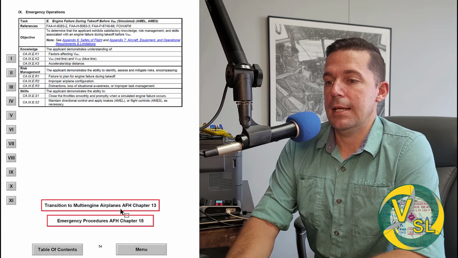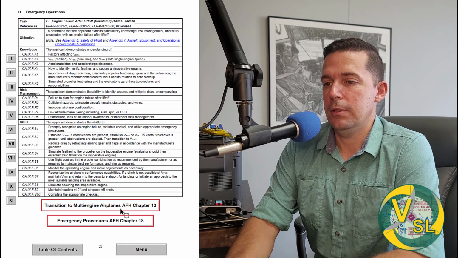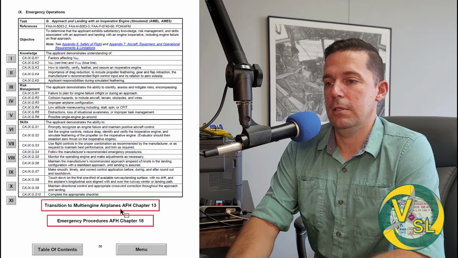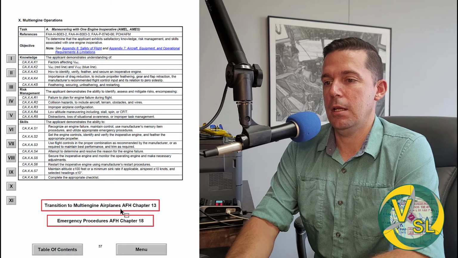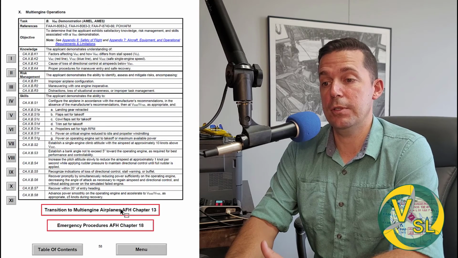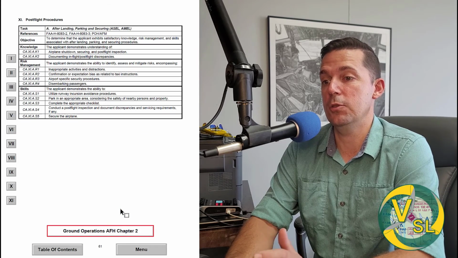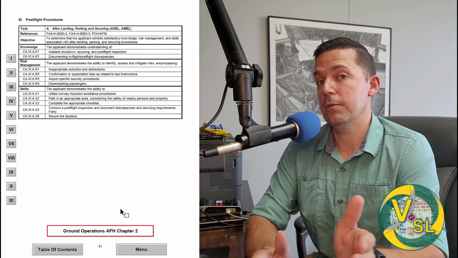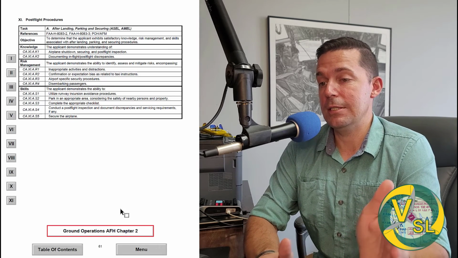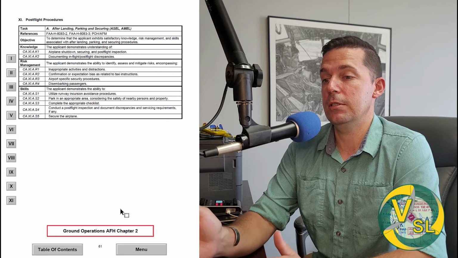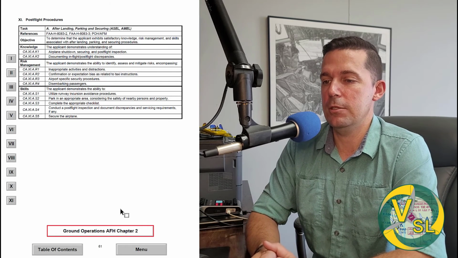All right, task E is for multi-engine only, as is F, G, and then we're on to area of operation 10, which is multi-engine procedures. We're going to skip through those, and we're going to go to, so we skipped over area of operation 10, and we're going to area of operation 11, which is post-flight procedures.